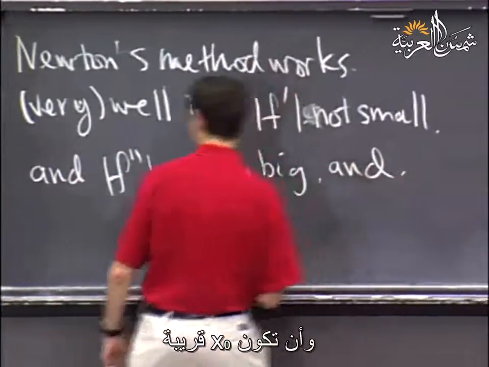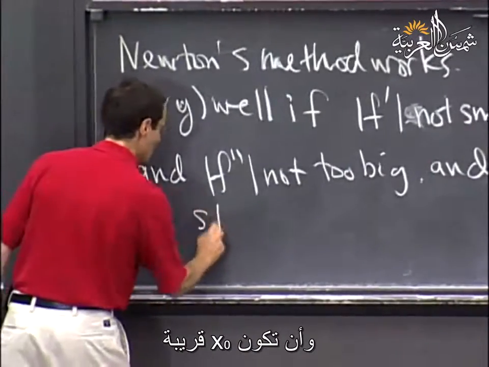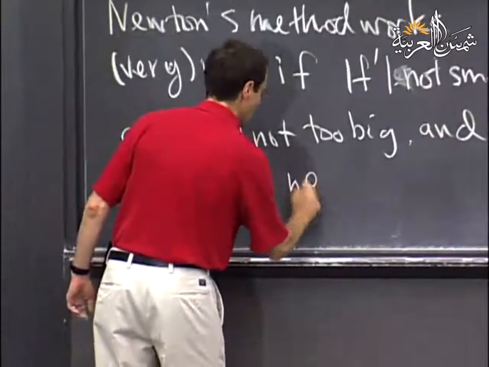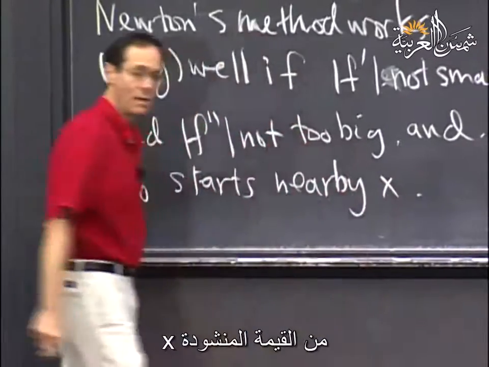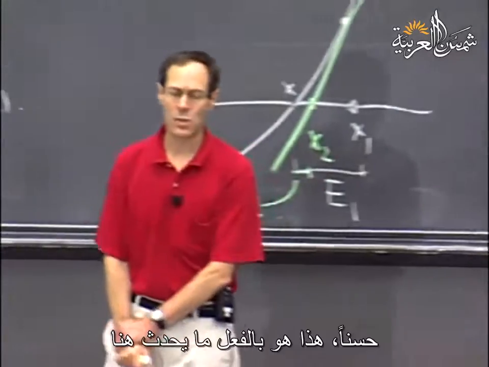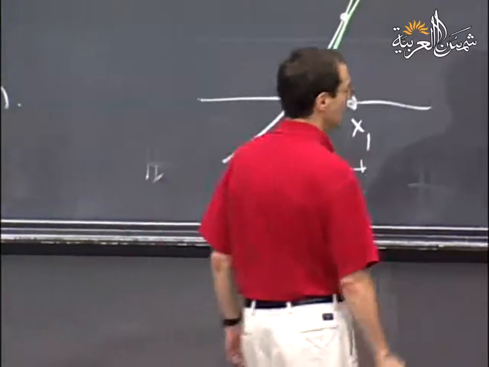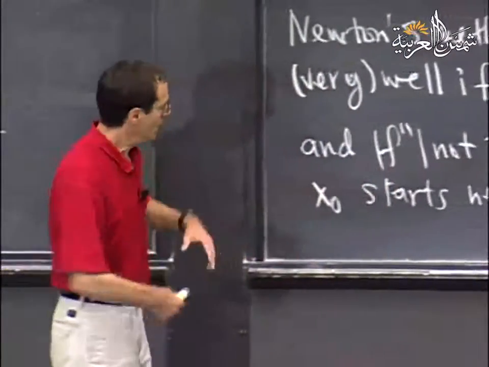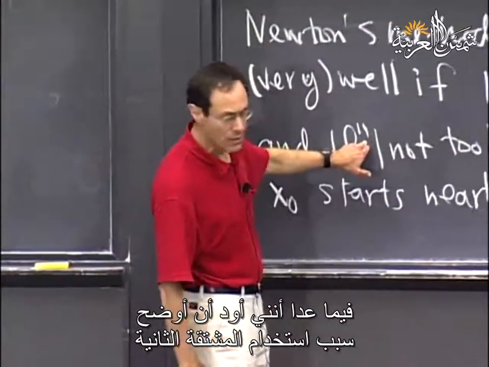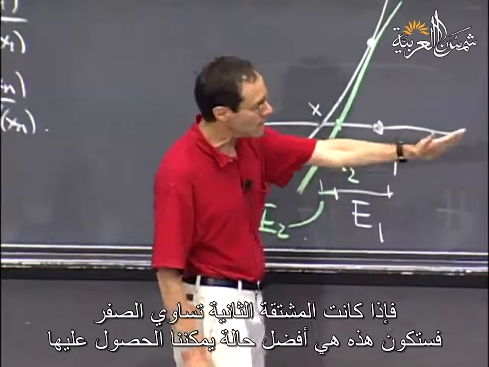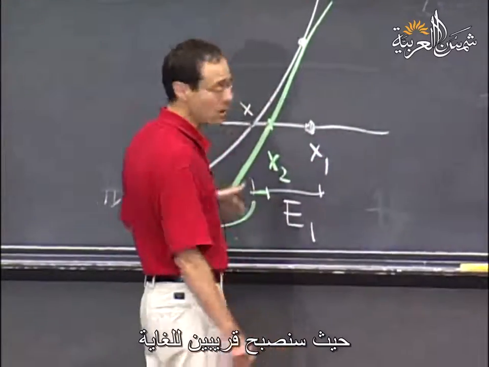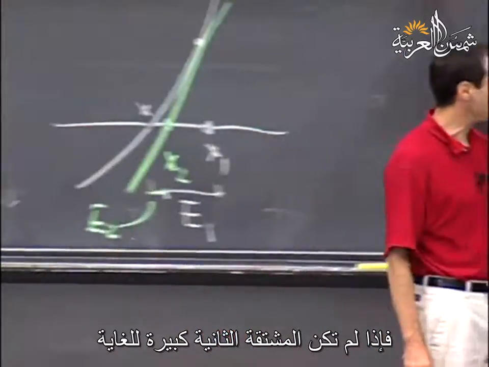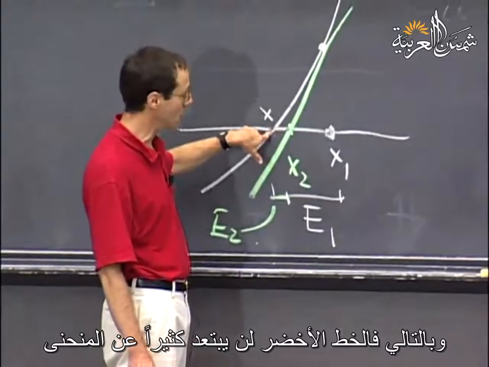And x0 starts nearby the target value x. All right, so that's really what's going on here. So let me just illustrate. I'm not going to explain this except to say the reason why the second derivative gets involved is that it's how curved the curve is. That's how far away we get. If the second derivative were 0, that would be the best possible case. Then we would get it on the nose. If the second derivative is not too big, that means the quadratic part is not too big, so we don't get away very far from the green line to the curve itself.